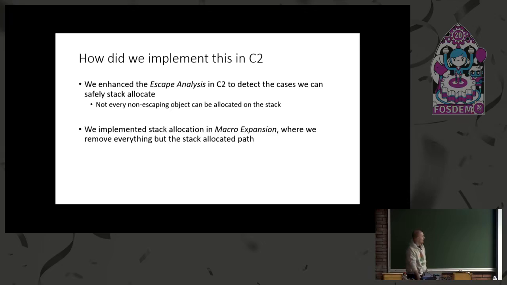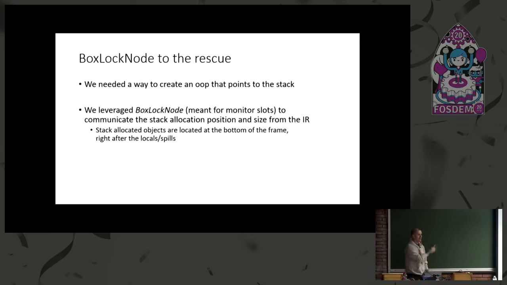So how do we stack allocate? And this was one of the big revelations. We actually used BoxLockNode, which was used for monitors, because we needed a way to communicate a stack oop, which was not done in any other way, from the IR back to the code generator to say, hey, this should be a pointer reference on the stack somewhere. So right now, our stack allocated objects end up where the lock slots would be, which is right after all the spills and locals before the preserved registers on the frame.